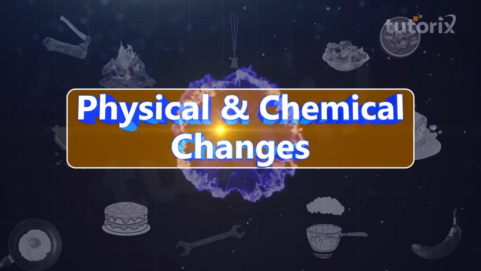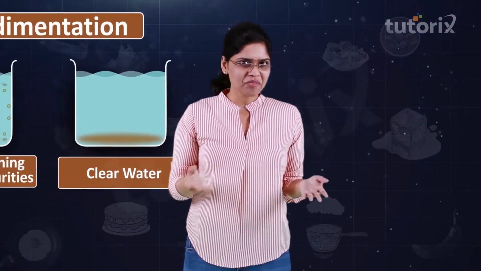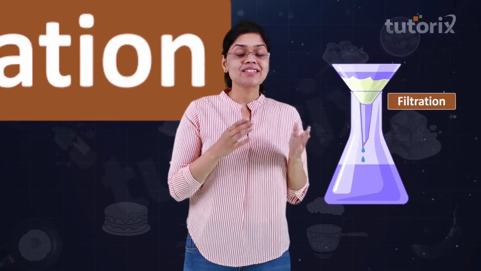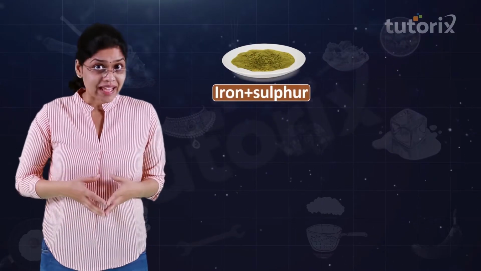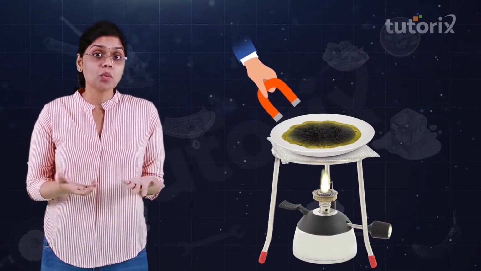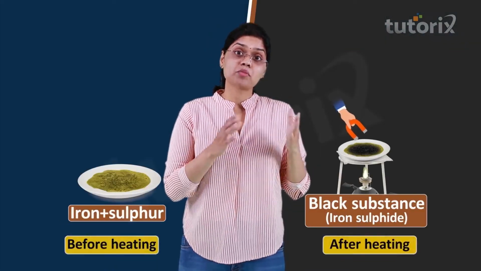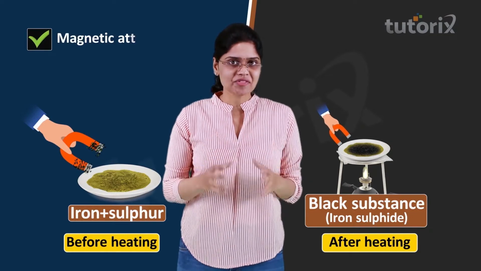Hi everyone. So far we have discussed a number of methods that were used to separate different types of mixtures. Like, we know that to separate a mixture of iron filings and sulfur powder, all we need is a simple magnet. But what if we heated this mixture? Do you think the mixture would still get attracted to the magnet? Well, we know that when we heat this mixture, we get a new black substance that does not get attracted to the magnet anymore. Well, you can see that the products obtained before and after heating have very different properties.